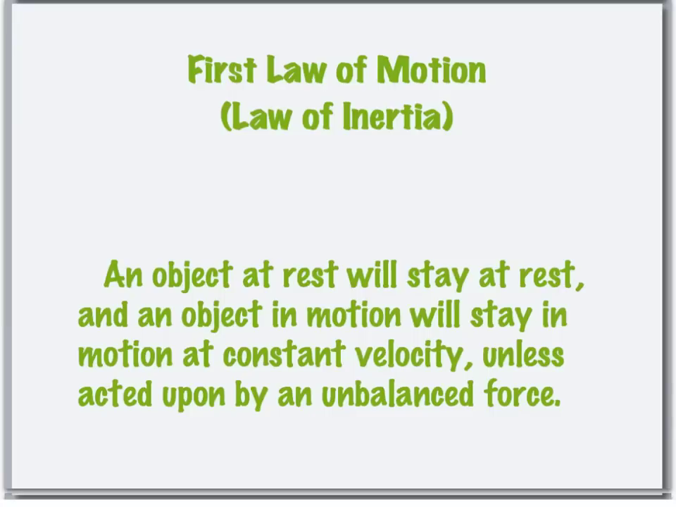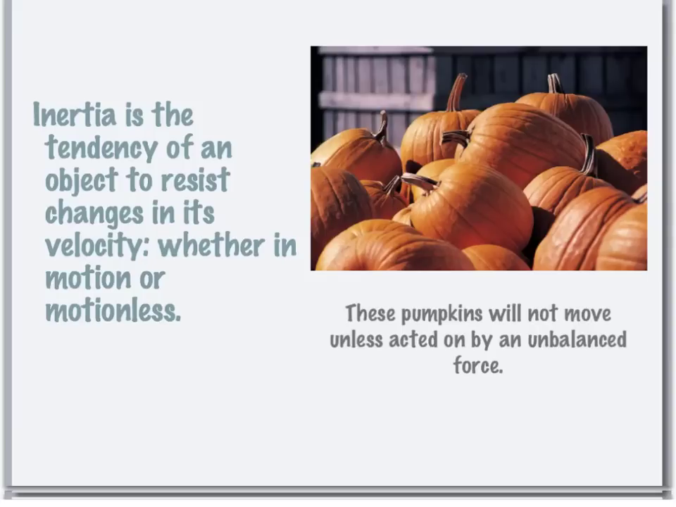So let's look at Newton's first law of motion in a little bit more detail. It's also referred to as the law of inertia. It states an object at rest will stay at rest, and an object in motion will stay in motion at a constant velocity unless acted on by an unbalanced force. Now, what did I just say, and what does it mean? Newton's first law of motion is also called the law of inertia. And why is it called the law of inertia?